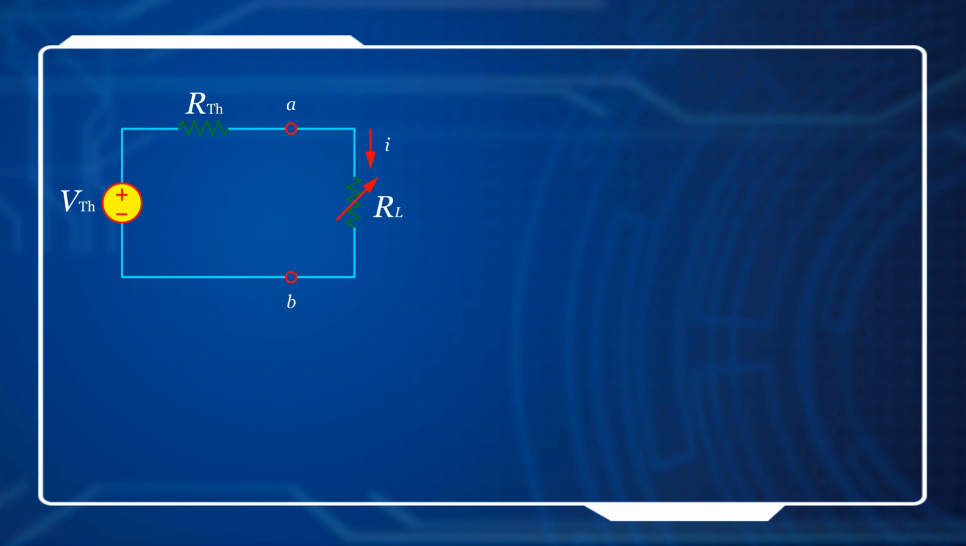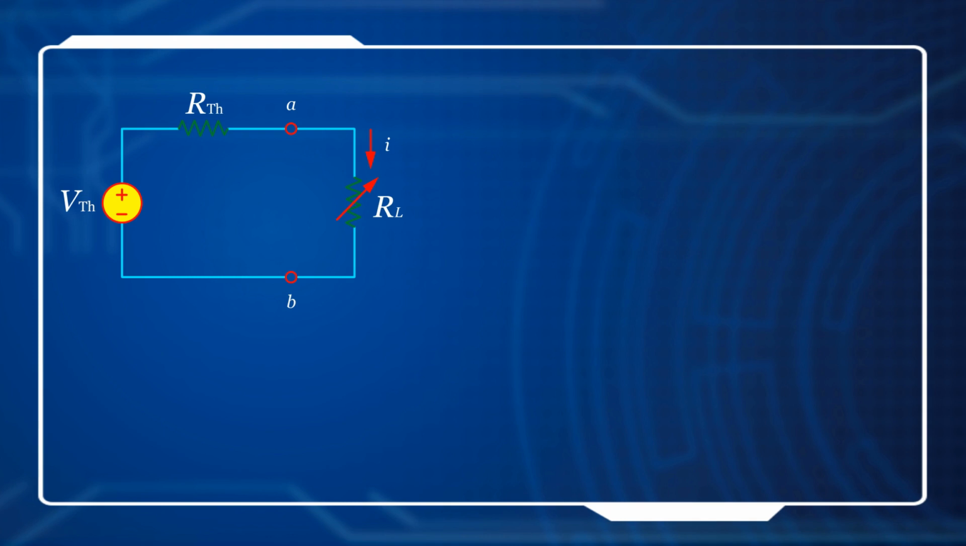Suppose the load is a variable resistance, so we can change the value of the resistance. So we can get the maximum power from the source when RL equals RTh. How can we get it?